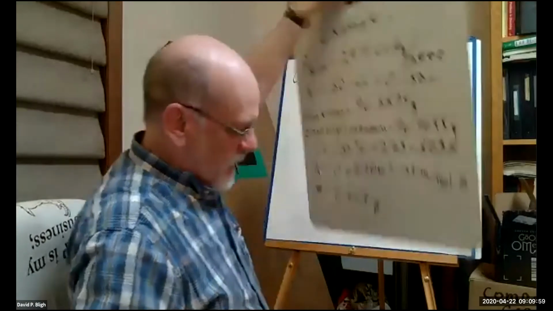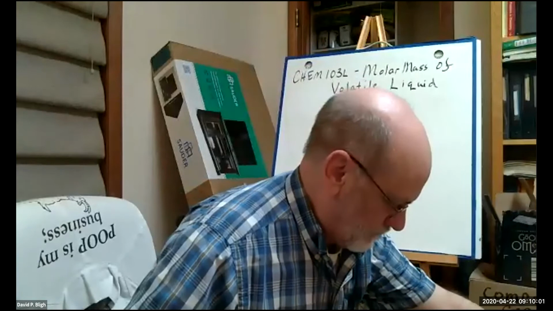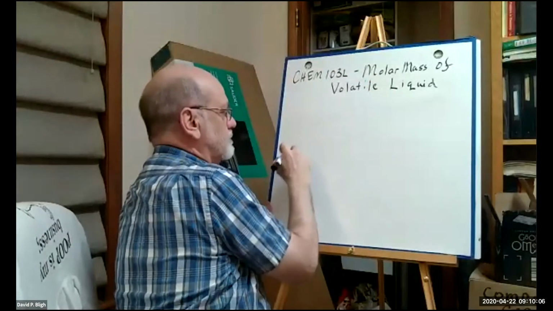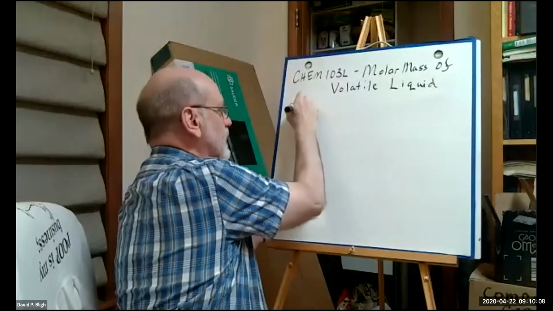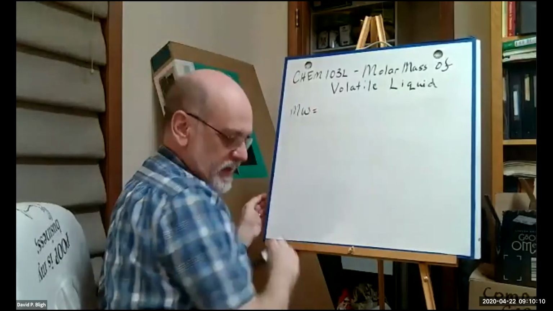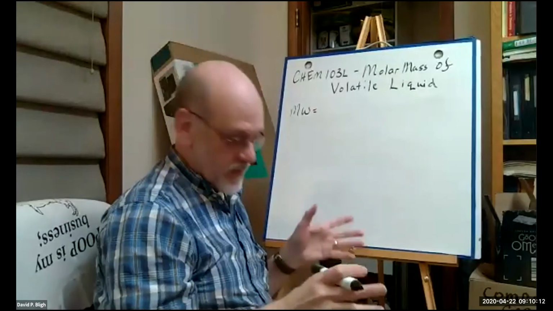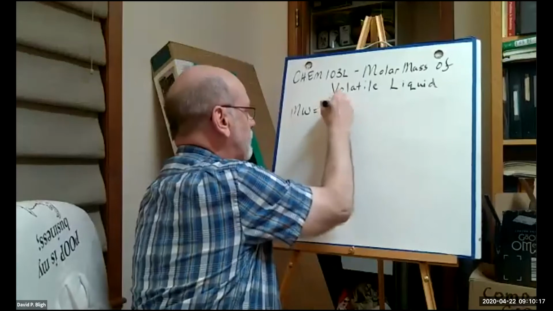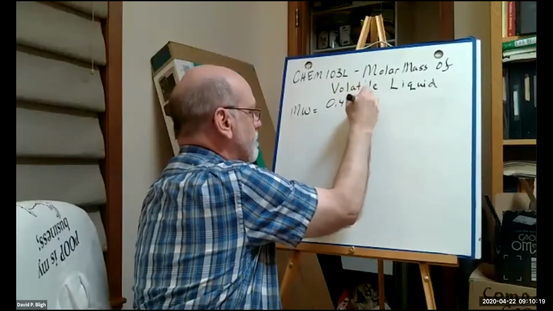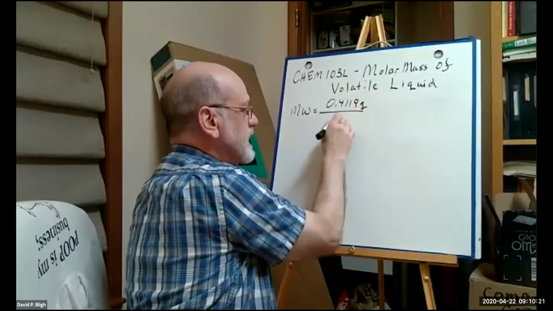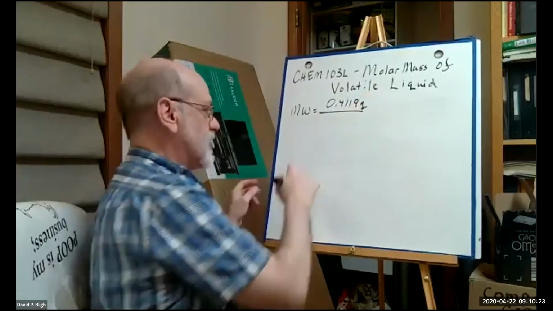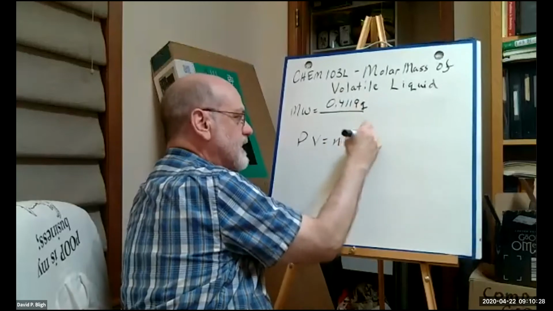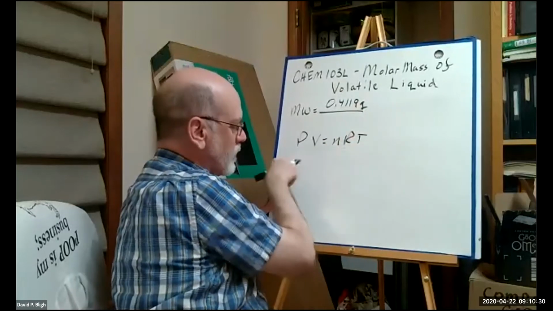Now let's do the calculation. All right. So we already know the mass, so the molecular weight is going to be the mass divided by the number of moles, and the mass was 0.4119. We just need the moles. So how do we get the moles? PV equals nRT. Solve for n, so these two come over here.